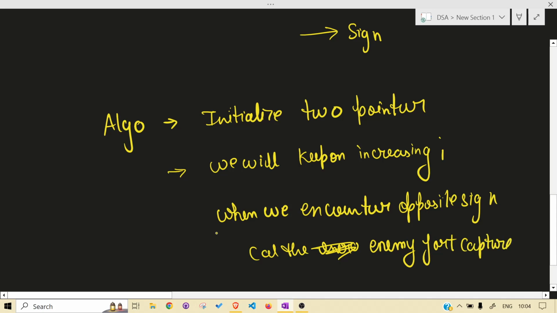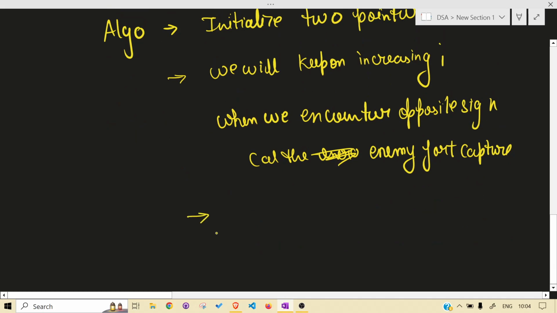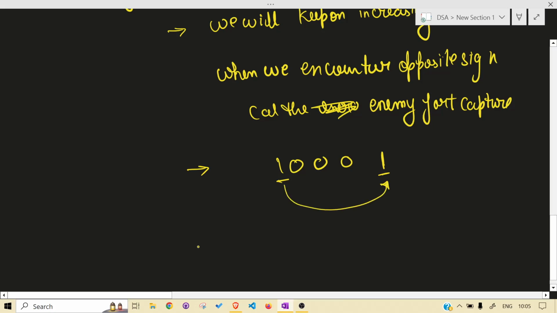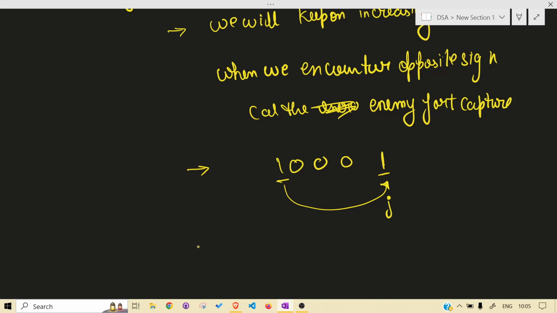But there is also another case. If the sign is not opposite, something like this happens, will you calculate? No. What you should do is place your j over here, because i is traversing forward and j is at the back. So calculating from this is not a good idea. This should be considered, so we will just change the position.